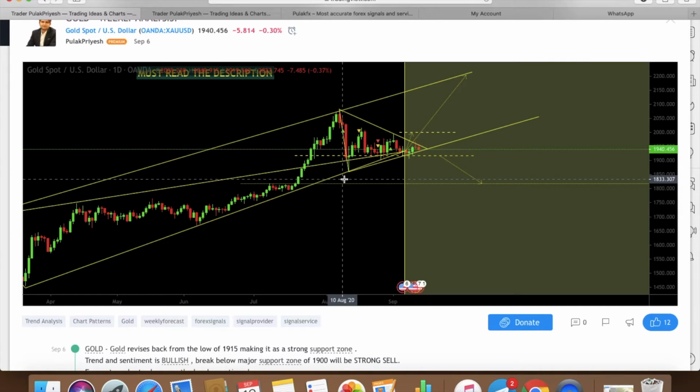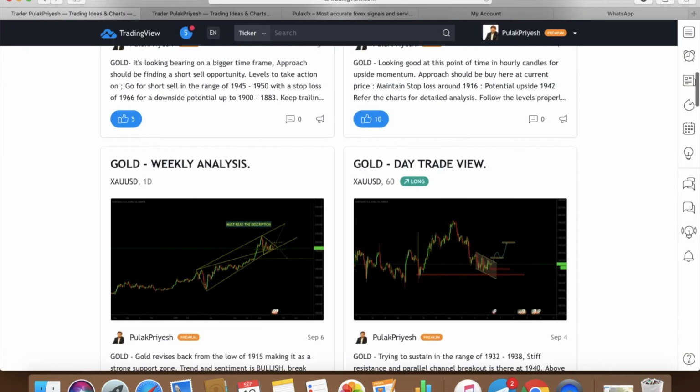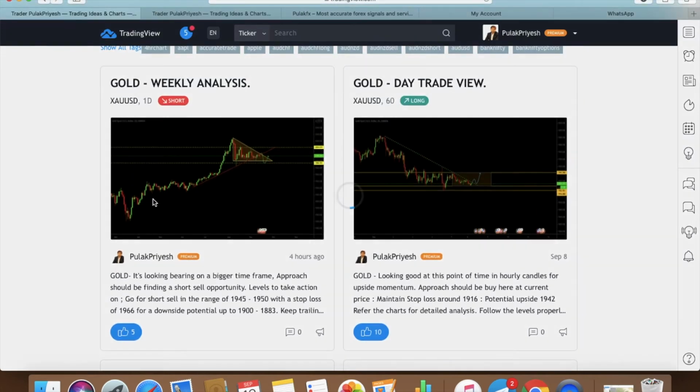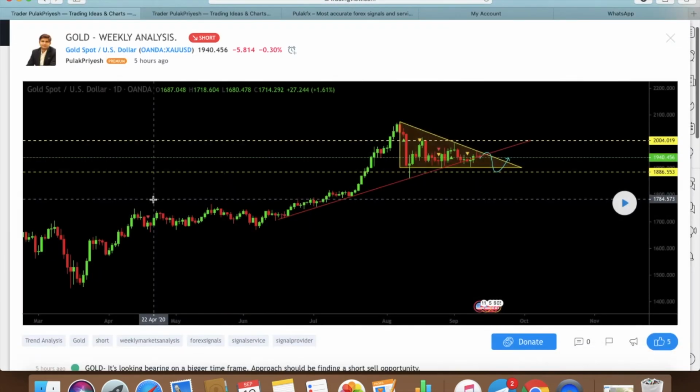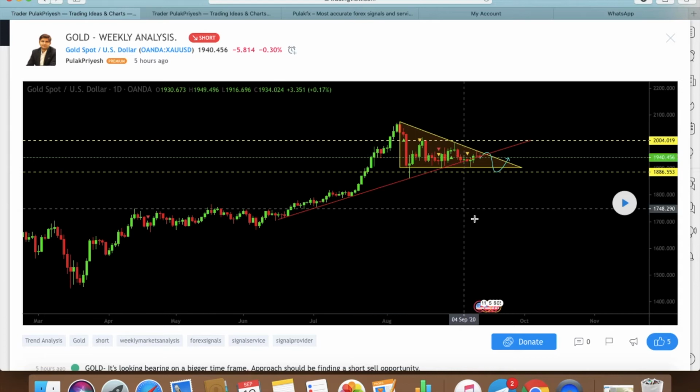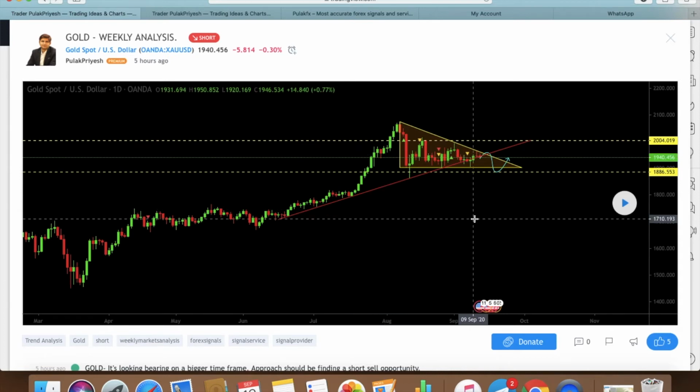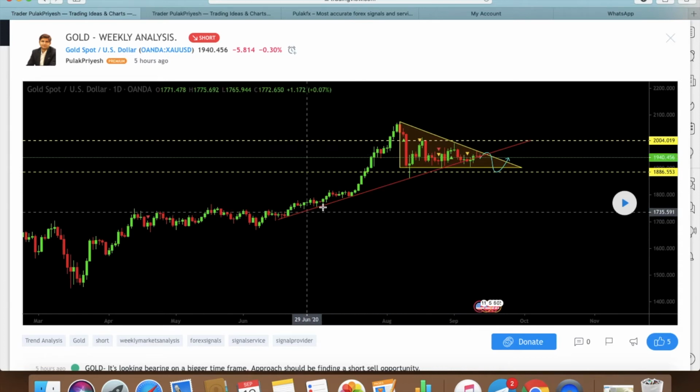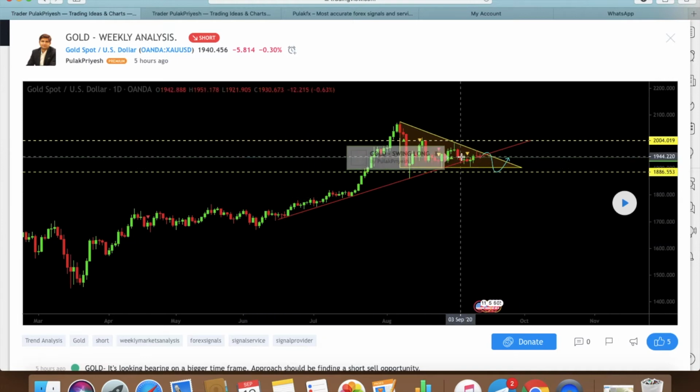And now let's see what will happen this week and this week's analysis. This is the one which I made a few hours ago. What is important over here is the trend line which I have drawn. That's the trend line, and now it is on the verge of breaking it.